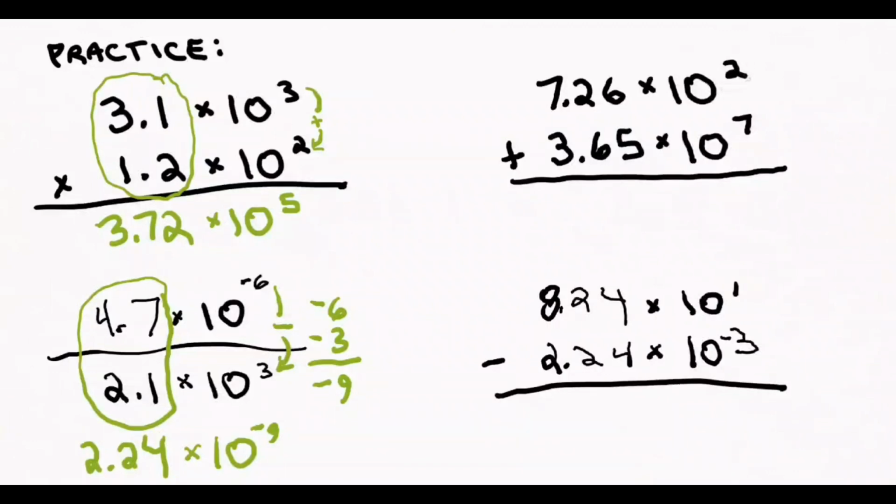Now let's do some addition. We have 7.26 times 10 to the 2nd plus 3.65 times 10 to the 7th. Well, we have to pick one of these and match it up with the other one. They both need to have the same exponent. So in order to change this 10 to the 7th to 10 to the 2nd, I'm going to have to take this 3.65, because right now that's 10 to the 7th, meaning if I were to unfold this, I'd go 1, 2, 3, 4, 5, 6, 7, and there's the decimal.